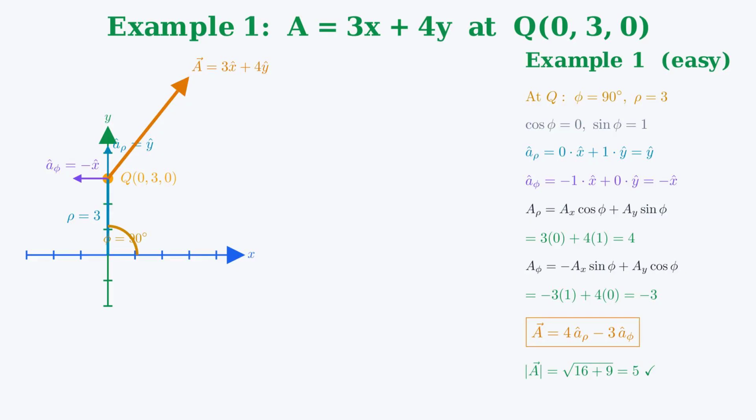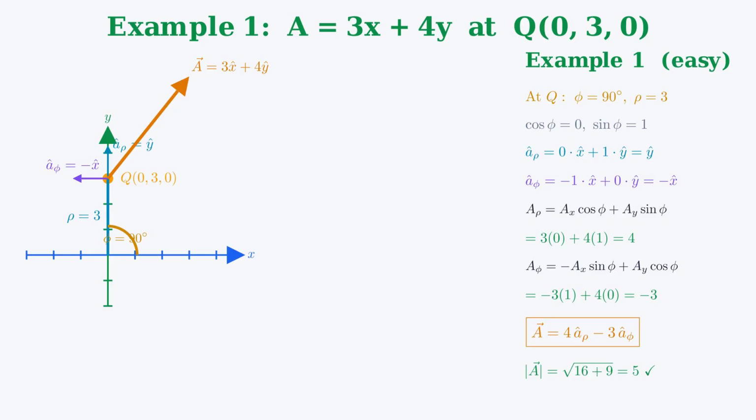This is the critical part. At phi equals 90 degrees, cosine phi is 0 and sine phi is 1. So a rho equals 0 times x hat plus 1 times y hat, which is simply y hat. And a phi equals minus 1 times x hat plus 0 times y hat, which is minus x hat. So at this special point, a rho is pointing in the plus y direction and a phi is pointing in the minus x direction. You can literally see the rotation happen.